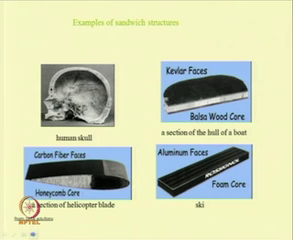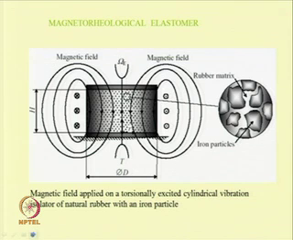Here are examples of some sandwich beams. The human skull is a natural sandwich beam, and these are carbon fiber faces with a honeycomb core. This is a section of a helicopter blade where one can use a sandwich beam. Similarly, this is a balsa wood core with Kevlar face, and this is a foam core with aluminum face, and one can use magnetorheological elastomer also as the core material.